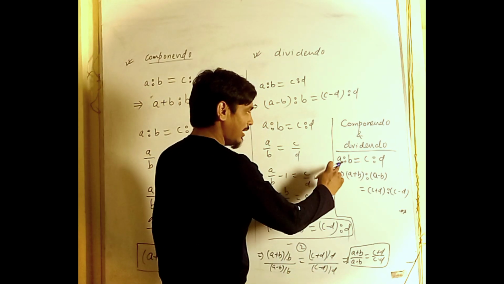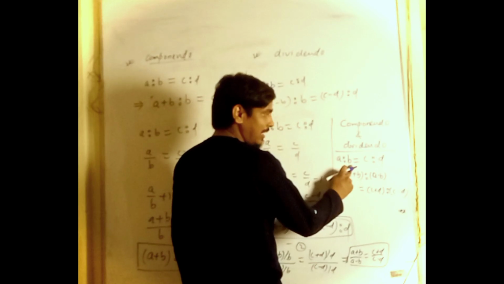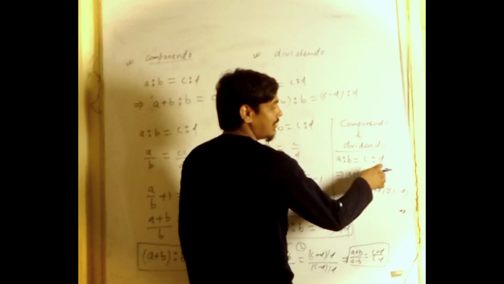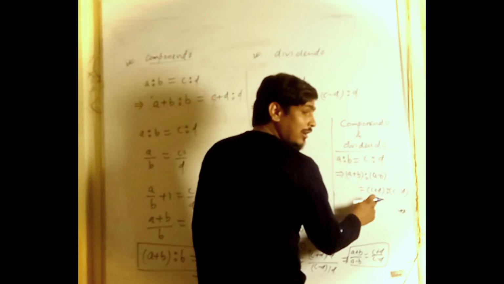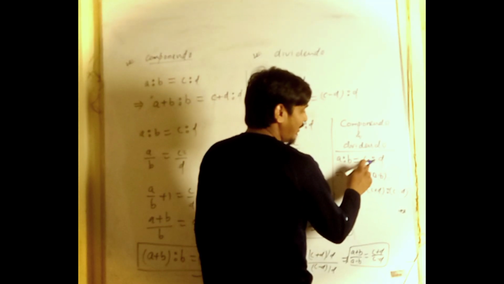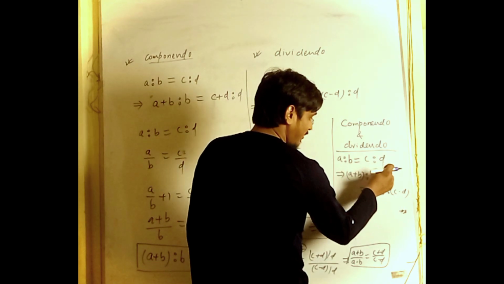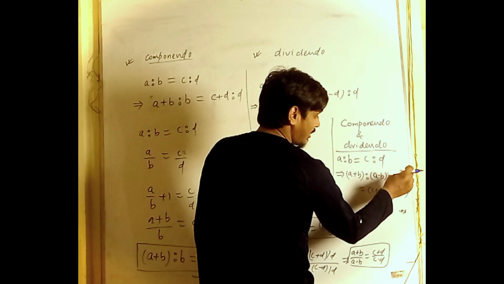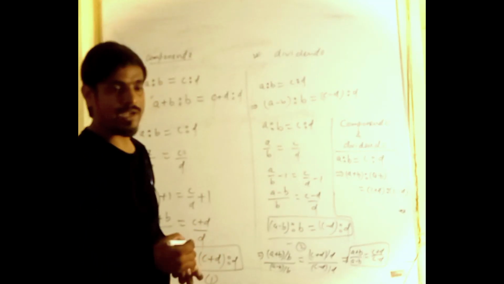I mean this: first plus second in the antecedent, first minus second in the consequent. Likewise on the right side as well, first plus second is in the antecedent and first minus second is in the consequent. So this we call componendo and dividendo.